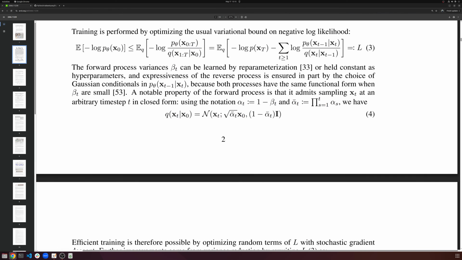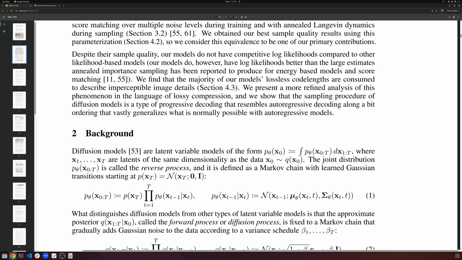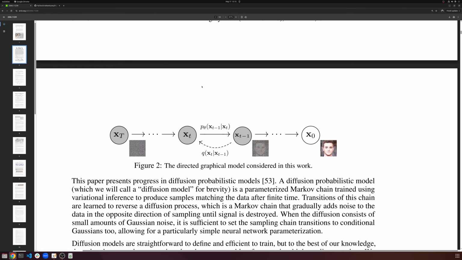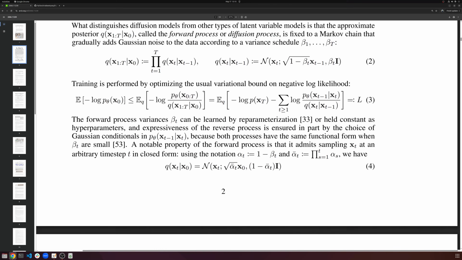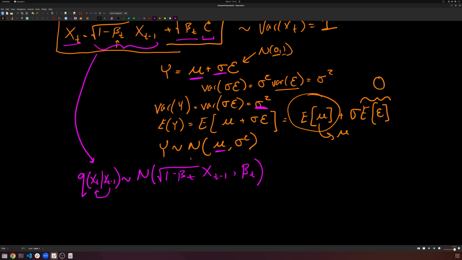So if we look here, I don't actually remember if they give the specific one. Yeah, it looks like they don't. They give the full form from x0 to xt. So let's just keep going and we will come back to this again.